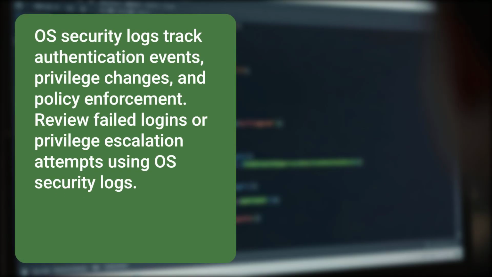Operating system security logs contain authentication events, privilege changes, and policy enforcement activity, such as Windows event logs or Linux authentication logs. On the exam, when the question mentions reviewing failed logins or privilege escalation, the correct data source is OS security logs, because they track what the operating system itself is protecting.